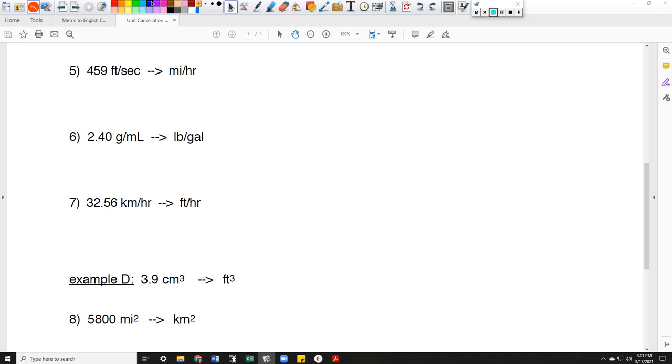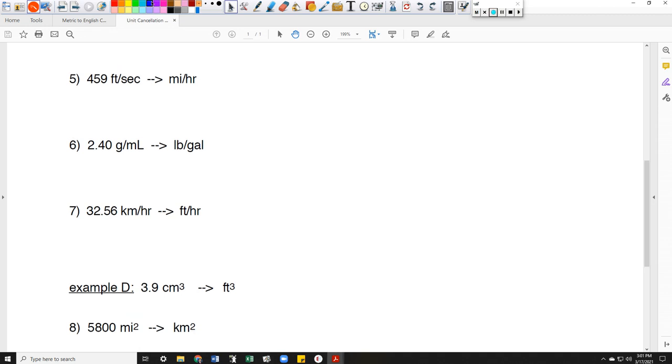Now, here's what I want you to write. Write it down just like this: 459 FT over HR. Now, feet to miles, what type of measurement is that? Length, volume, or mass? Length. Seconds to hours, what type of measurement? That's time. Let's start with the top one.